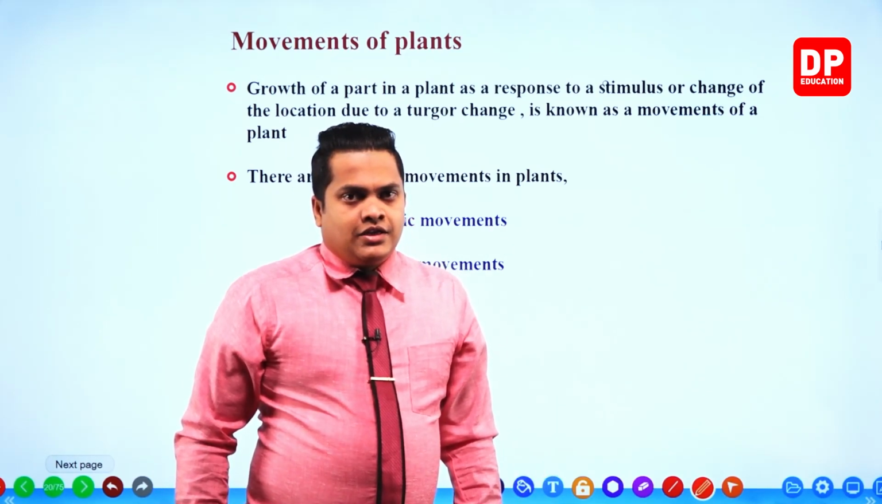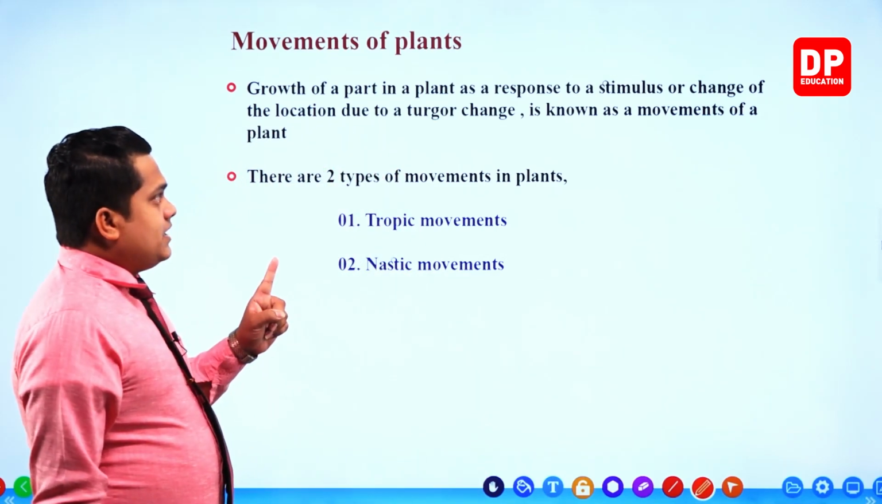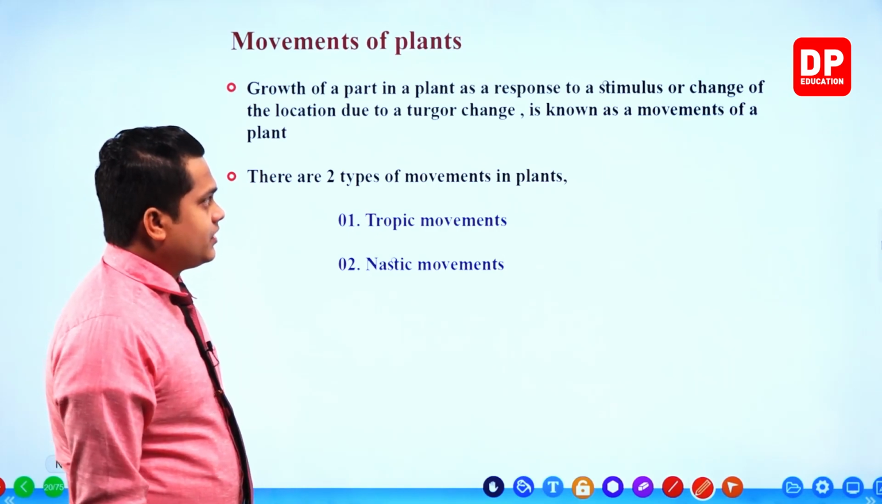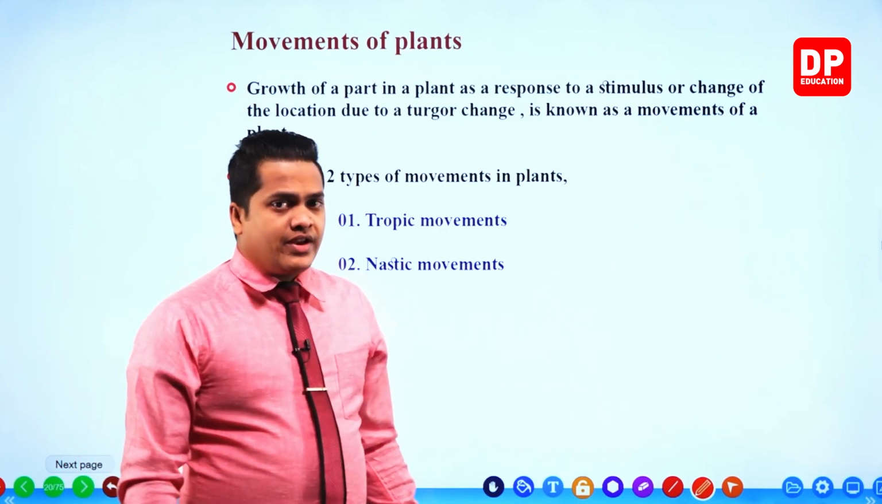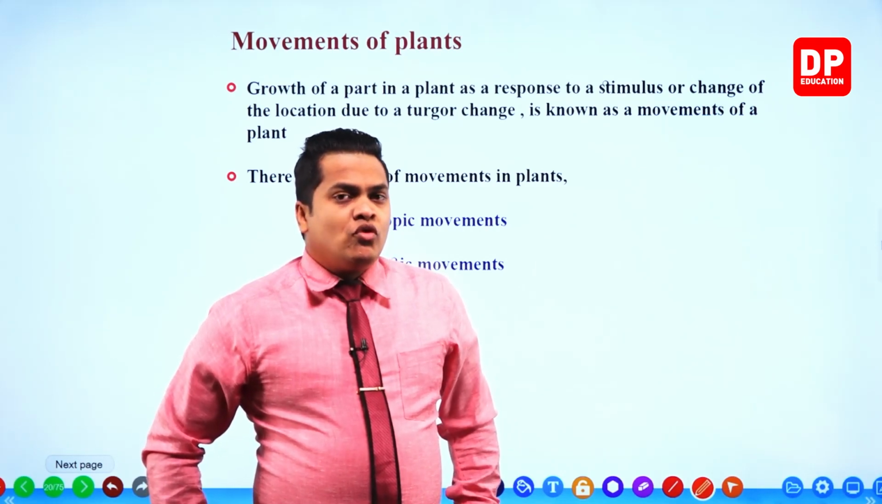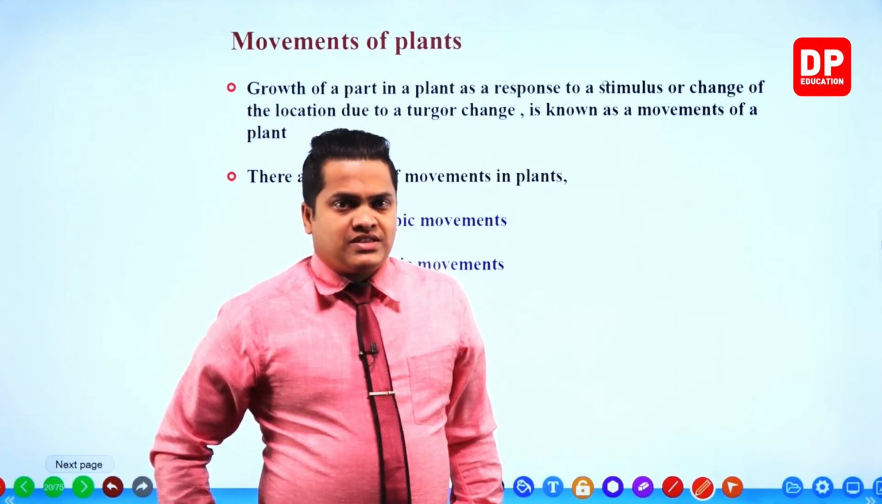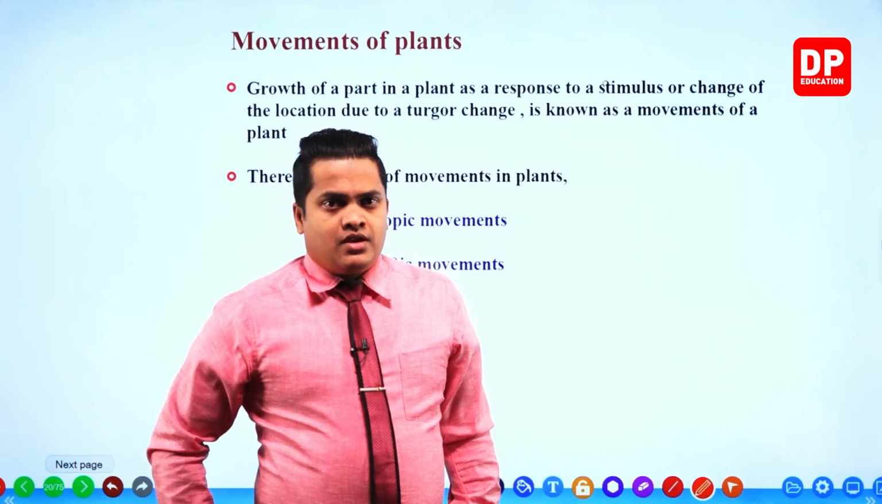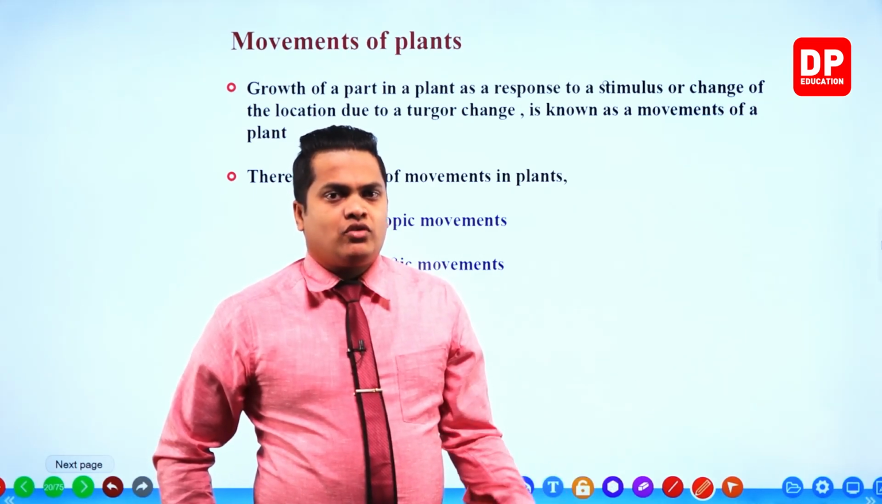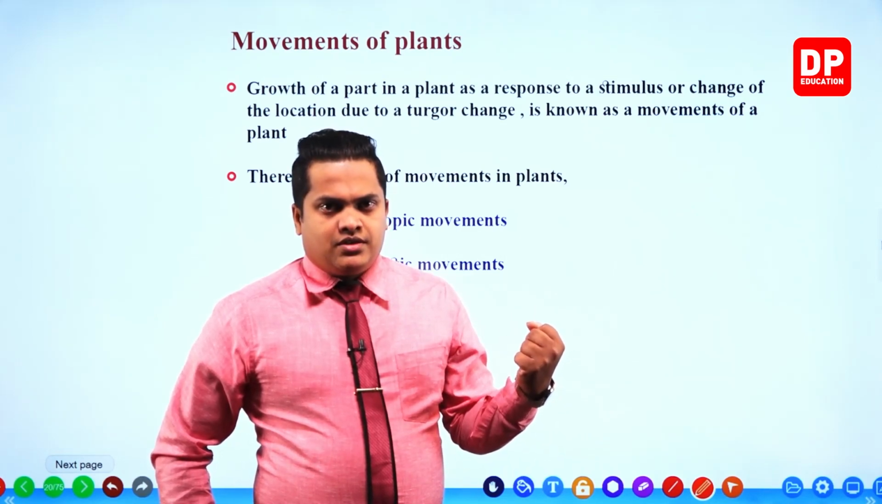So here it is given, the change of location due to a temperature change can also trigger a certain movement. So movements can occur due to two possible ways in a plant. One thing is a growth movement that happens mainly because of the growth substances. Growth movement.